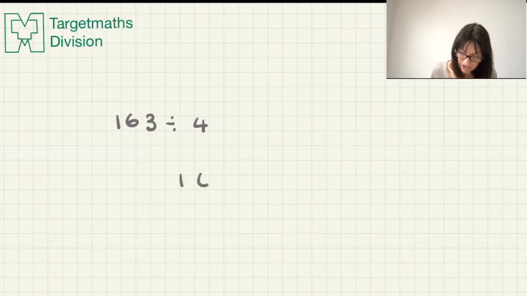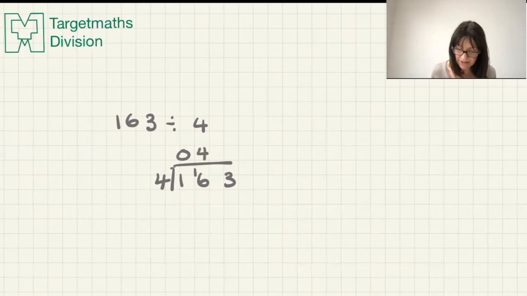Okay, so we've got 163. 4s into 1 don't go, so we're going to carry that. 4s into 16 will go 4 exactly. So that's 4. 4 4s are 16. Nothing to carry over, which means I've just got 3 here. 4s into 3 don't go, so up goes that 0. And I haven't used the 3 yet, so it gets written on the next digit, which is invisible. So my 3 is floating around.